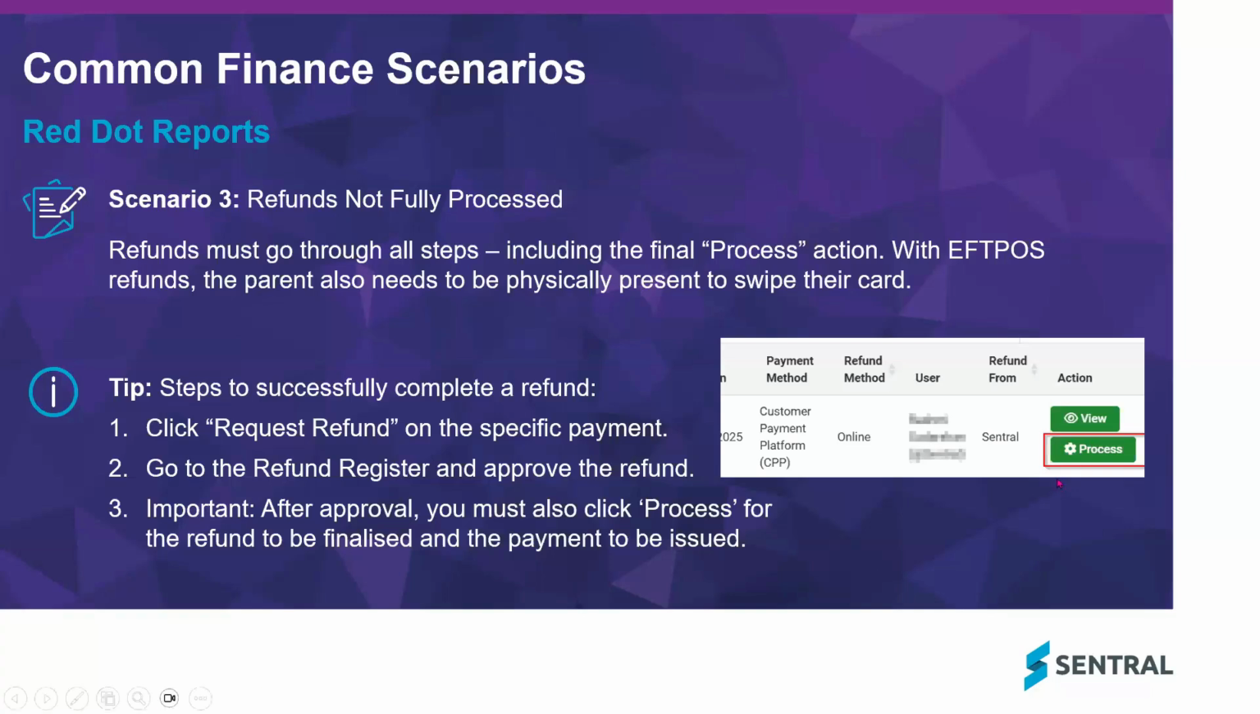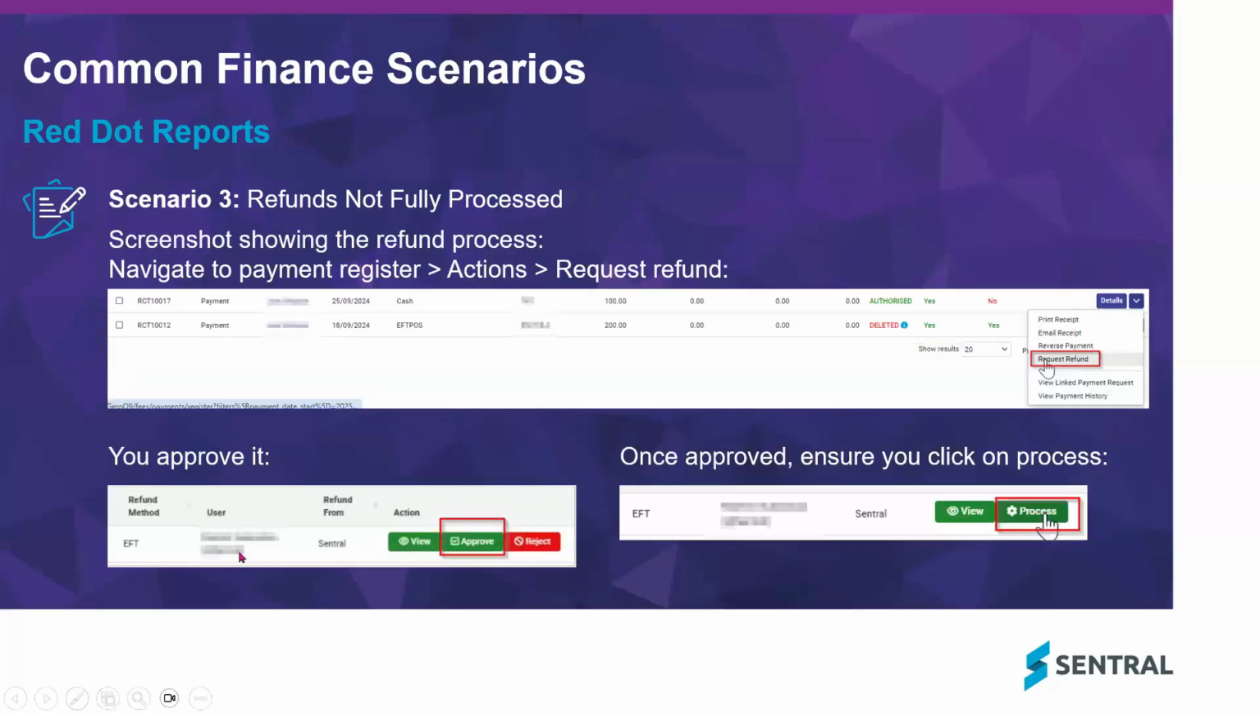So what you're seeing on the screen now is the screen to process. So the tip is to use the refund register to ensure every step is completed and confirm the parent has swiped their card when using FPOS. There's a few examples here on the screen where you find the menu options on the right-hand side to request a refund. And then don't forget to go through all the steps to finalise and process that refund.